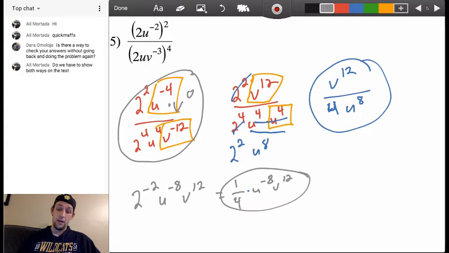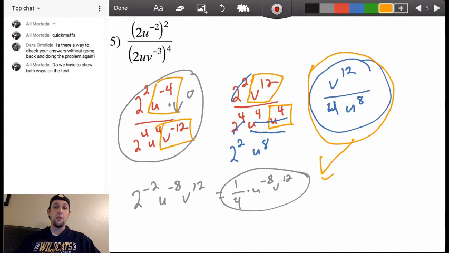Like you could just go from this one that I am circling in yellow right now, and then just say, I'm going to turn that u to the 8th into u to the negative 8th and just rewrite it. You don't have to do it both ways. You don't have to show two different methods to get to two different answers. You just have to get to an answer and then be able to write it in two different formats.